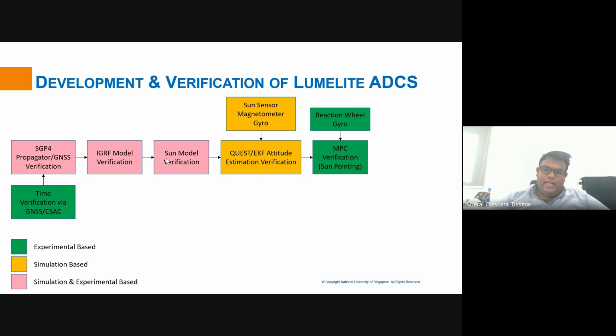So for our satellite, we are using model-based model predictive control scheme for attitude control. And this verification is done experimentally using the sun pointing experiment, where we have a hardware in the loop test setup to conduct the sun pointing experiment experimentally in the laboratory, where the solar panels will be facing the sun for power harvesting.